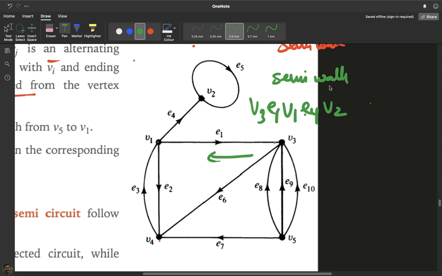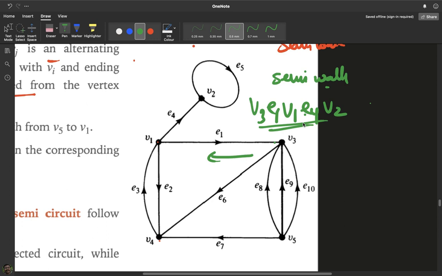If you take the corresponding undirected graph, there will be no orientation or direction for the edges. When you take that undirected graph, this will actually be a walk there. So a semi walk is not a directed walk, but a walk in the corresponding undirected graph. Such walks are called semi walks. When you see the term semi, it means that it is not a walk or circuit in the corresponding directed graph, but it will be a walk in the corresponding undirected graph, because it is not concerned about direction.